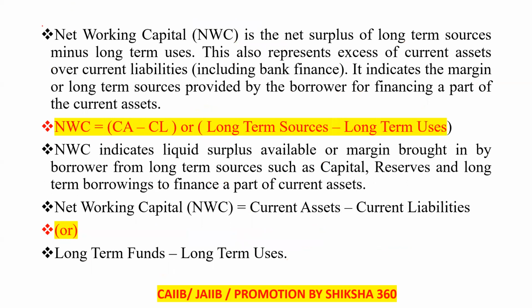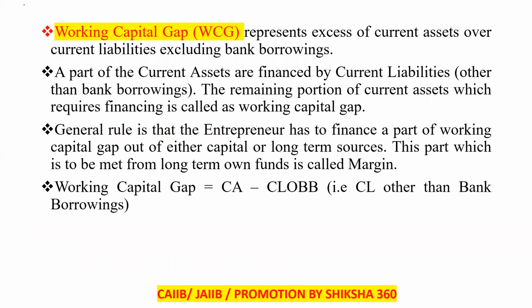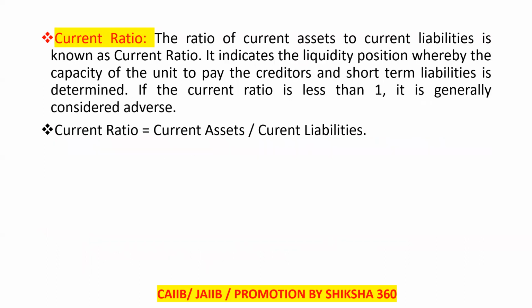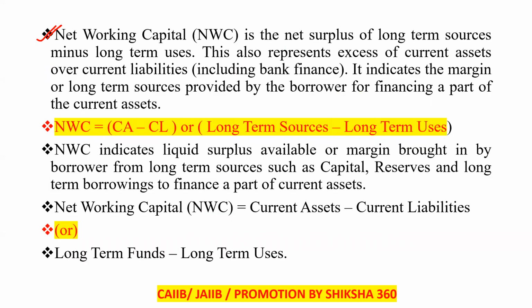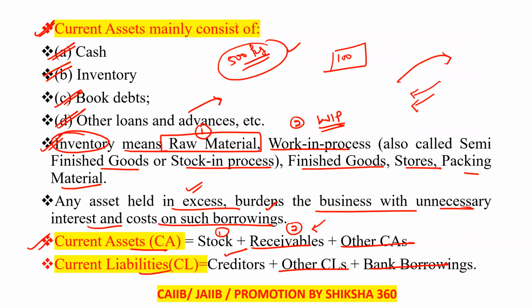The last one, net working capital, I will cover in the next session, along with what is working capital gap and what is current ratio. So please go through all the points we have discussed. It should be clear to all of you what is debt equity ratio, what is debt servicing coverage ratio, what are current assets and what are current liabilities, clear?